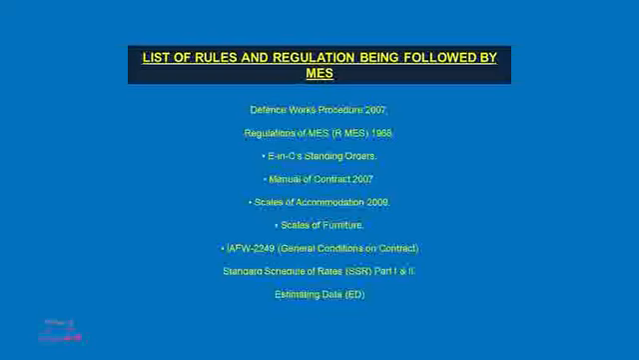The list of rules and regulations followed by MES: Defense Works Procedure 2007, Regulations of MES, that is called RMES 1968, E-in-C Standing Orders, Manual of Contracts 2007, Scales of Accommodation 2009, Scales of Furniture, IAFW 2249, General Conditions of Contract, Standard Schedule of Rates, that is called SSR Part 1 and Part 2, and Estimating Data, that is called ED.